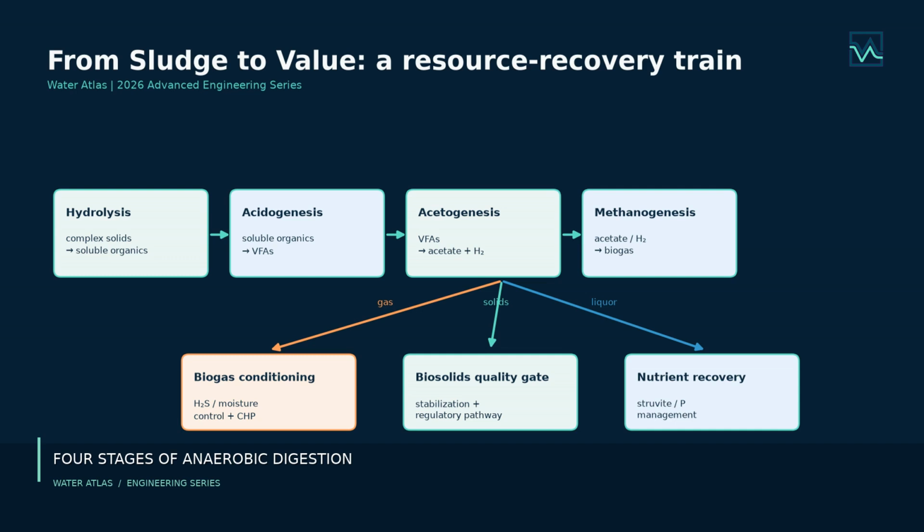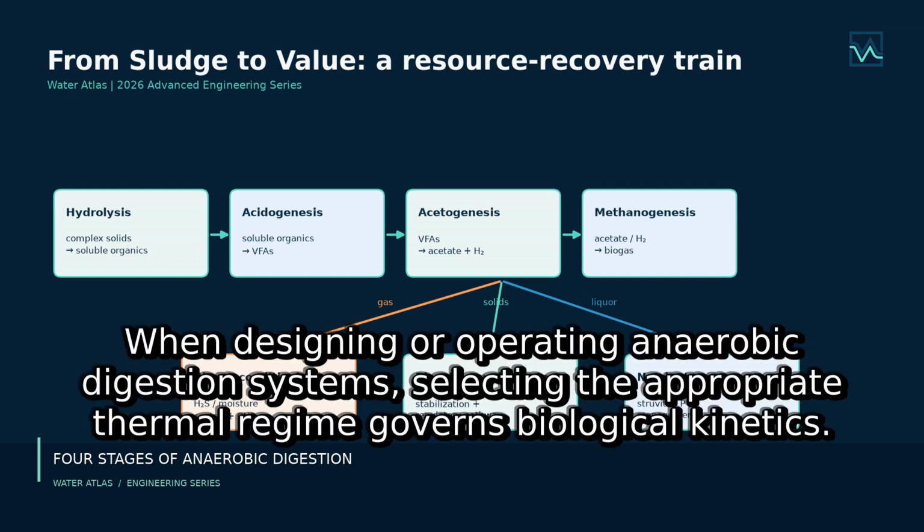When designing or operating an anaerobic digestion system, selecting the appropriate thermal regime governs both biological kinetics and energy balance. The industry standard remains mesophilic digestion, typically operated between 35 and 38 degrees Celsius. Mesophilic systems offer robust process stability, lower heating energy requirements, and resilient microbial populations capable of tolerating minor organic and hydraulic shocks. Solids retention times in mesophilic digesters are generally maintained above 15 to 20 days to ensure adequate growth rates for slow-growing methanogenic archaea.